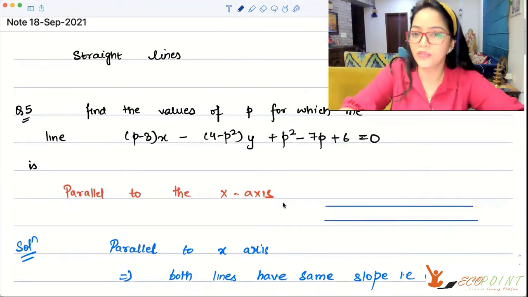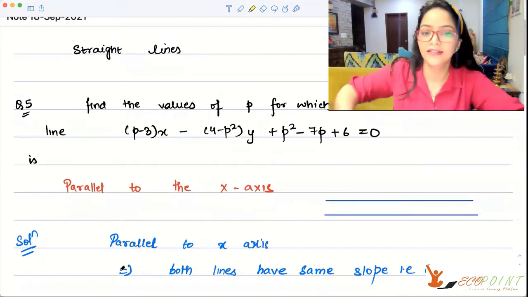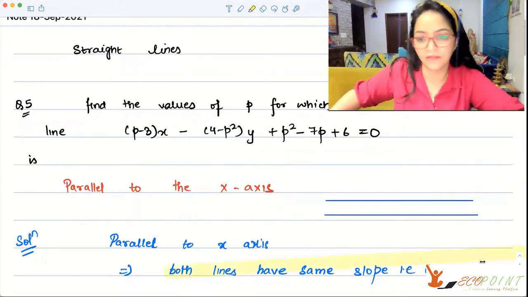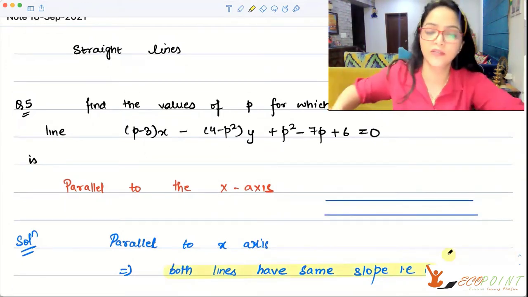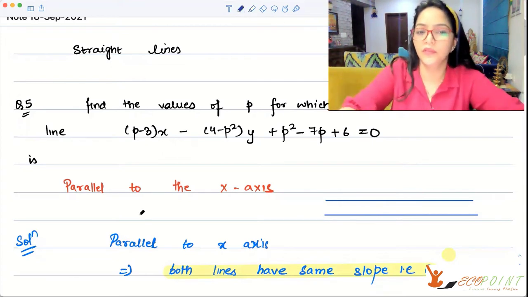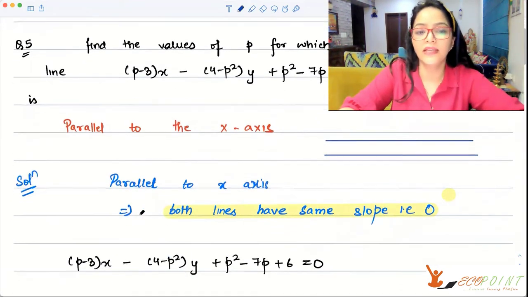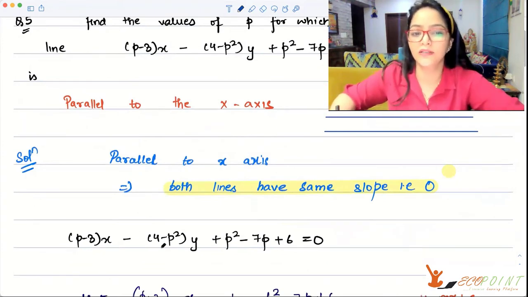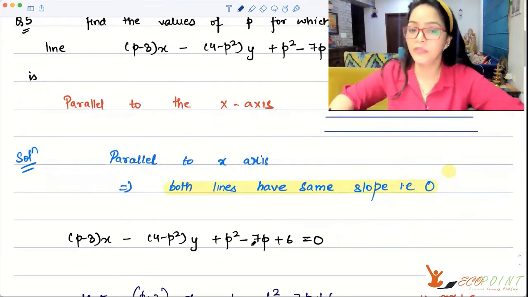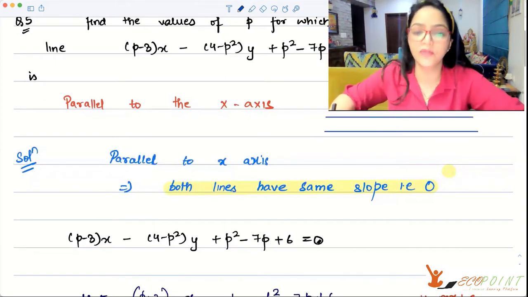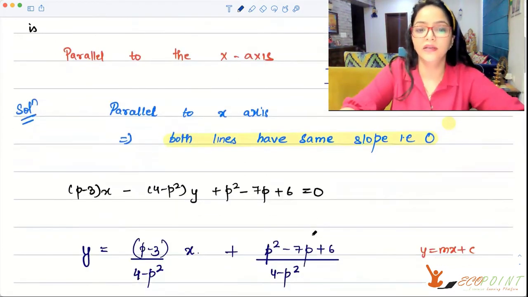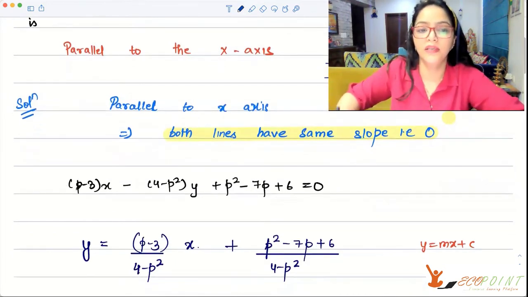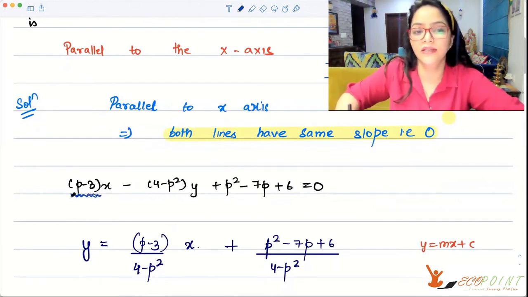And now, do we know what is the slope of a line? Slope of a straight line. I have been working on that with you guys, so I'm sure you know what is the slope of a straight line. So if the line is (P minus 3)x plus (4 minus P square)y plus P square minus 7P plus 6 equals 0, the slope will be minus of (P minus 3) upon (4 minus P square), basically minus of this upon this.